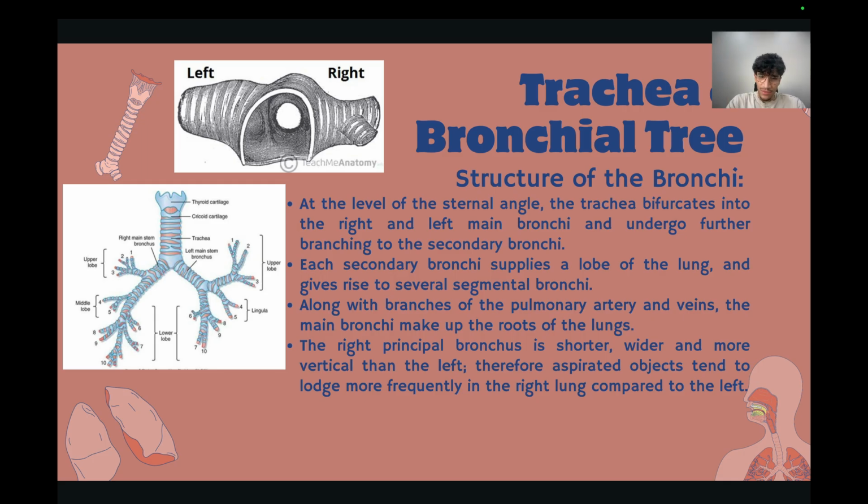The right principal bronchus is shorter and wider, which allows for more objects to lodge inside it. It's basically more common for objects to lodge inside the right bronchus than the left because of how wide and how much shorter it is.